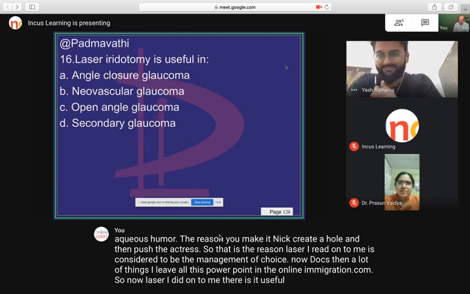So now, laser iridotomy, where is it useful? Just before we said. Sir, it's again a repeat question, angle closure glaucoma. Absolutely, angle closure glaucoma. Now, in acute congestive glaucoma, what is the best prophylaxis for the other eye?